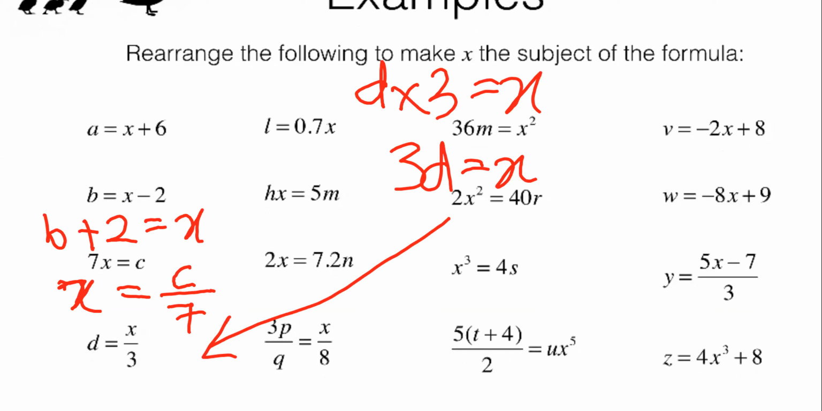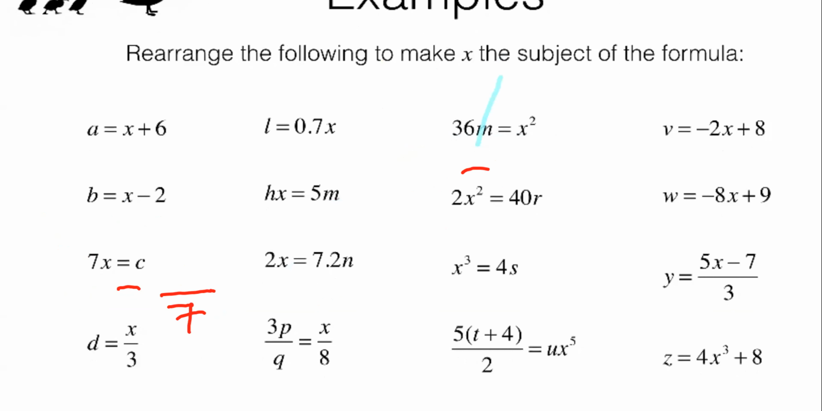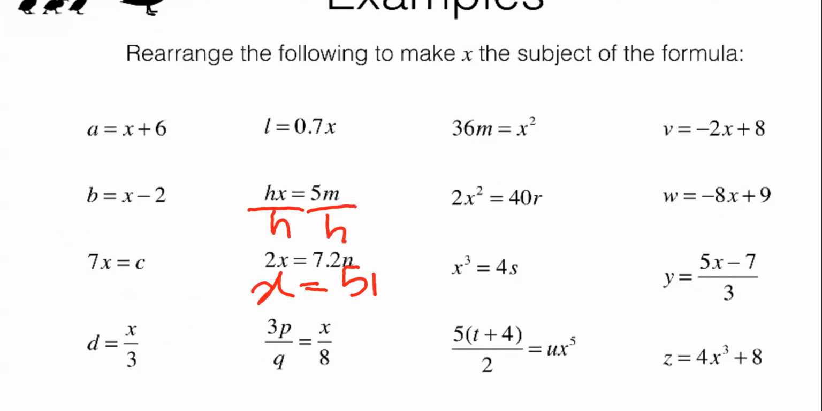Okay, I'll erase this one. Now we'll go to the next one. If you want anything to be kept on the screen, let me know. hx equal 5m. I have to remove h, so I can divide both sides by h. x is equal to 5m over h, because we had to remove only h.